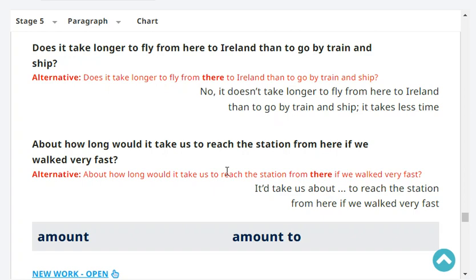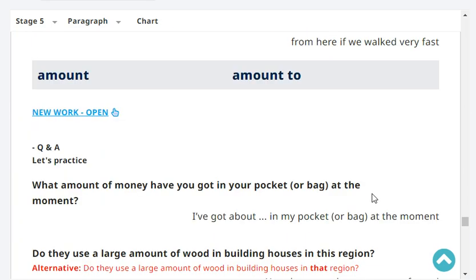It would take me about five minutes to reach the station from here if I walk very fast. Very good.